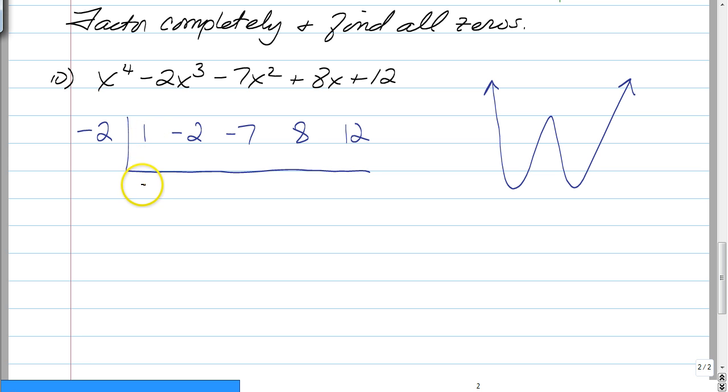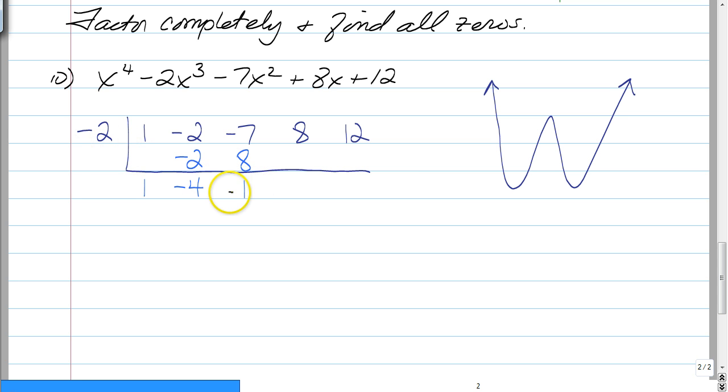That's where you drop the first term no matter what it is, and you multiply -2 times 1, which is a -2, and you add these together. So a -2 and a -2 is a -4. Now you multiply again. A -2 times a -4 is a +8. And we add these together. -7 and 8 is a 1.